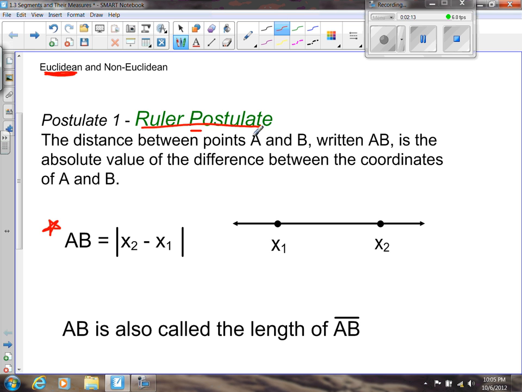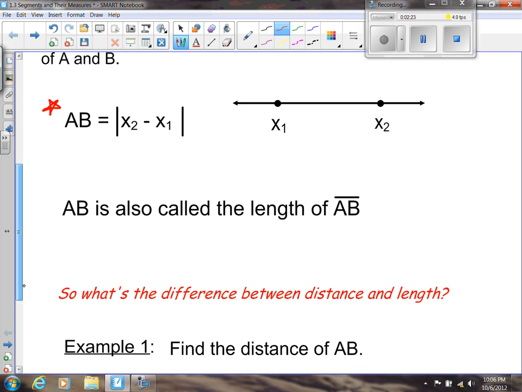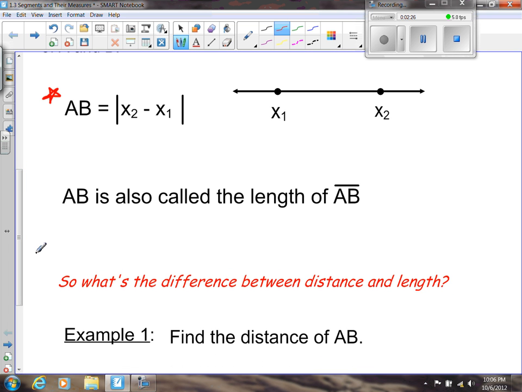So this is the important part from the ruler postulate. Postulates, I might not even write these down because they're accepted statements. You've probably accepted them for the past 10 years. Probably don't need to start writing them down. So AB without any line over it is called the length of the segment AB. So there's a difference between AB and the segment AB. Okay, this is talking about a length where this is talking about a geometric figure.